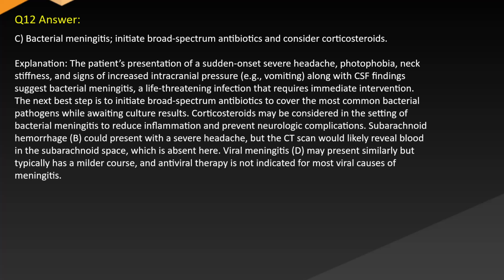Corticosteroids may be considered in the setting of bacterial meningitis to reduce inflammation and prevent neurologic complications. Subarachnoid hemorrhage (B) could present with severe headache, but the CT scan would likely reveal blood in the subarachnoid space, which is absent here. Viral meningitis (D) may present similarly, but typically has a milder course, and antiviral therapy is not indicated for most viral causes of meningitis.